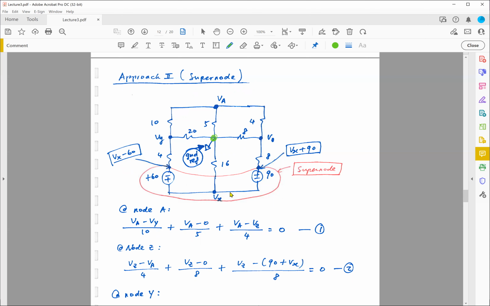Well, from before, remember, before we assigned this node here as the ground reference, this here is simply 90, right? But now I assign this to be Vx, so there are some offsets here. So Vx plus 90 is this node. So for this term, I need to take Vz minus whatever this voltage is, which is Vx plus 90, divided by 8. And this altogether will sum to 0. I'm still following KCL, right? Nothing has changed.